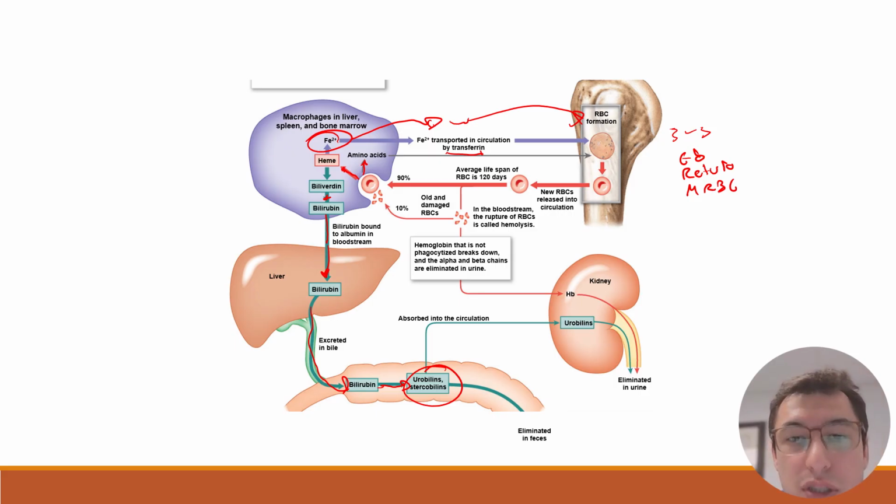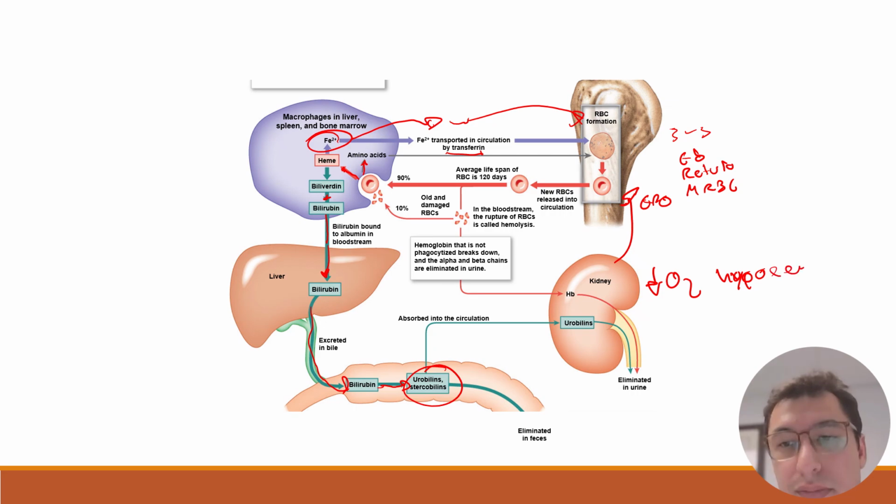This production of red blood cells, remember that the kidney releases something that is called EPO in the presence of hypoxemia. When the kidney doesn't have oxygen, so low levels of oxygen will lead to hypoxemia, leading to an increase in EPO production.